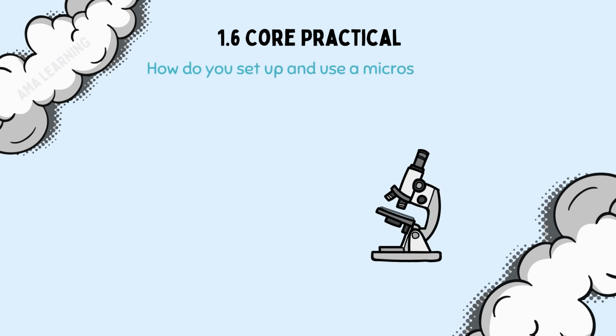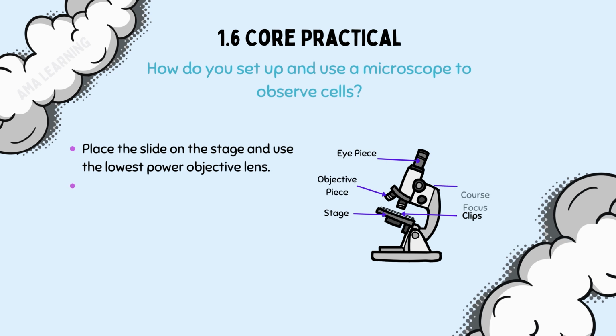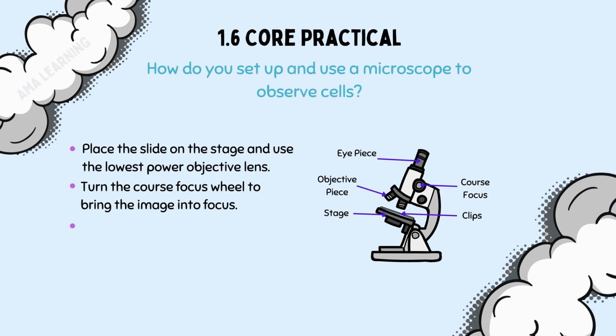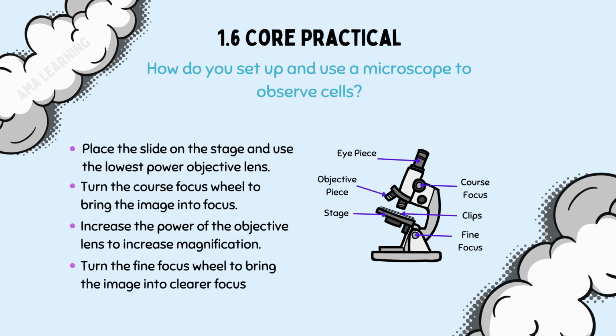How to set up and use a microscope is a very common GCSE question, and hence it is advisable that the process is memorized. Firstly, place the slide on the stage and use the lowest power objective lens. Next, turn the coarse focus wheel to bring the image into focus. Then, increase the power of the objective lens to increase magnification. And finally, turn the fine focus wheel to bring the image into clearer focus.